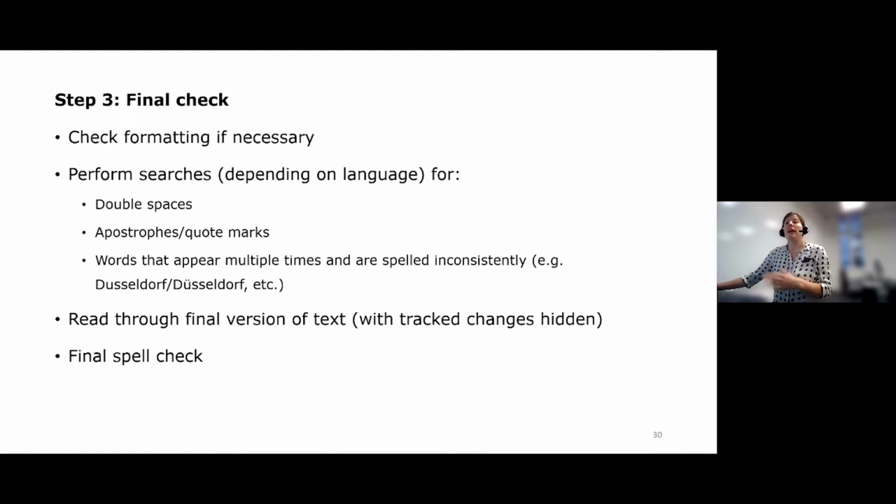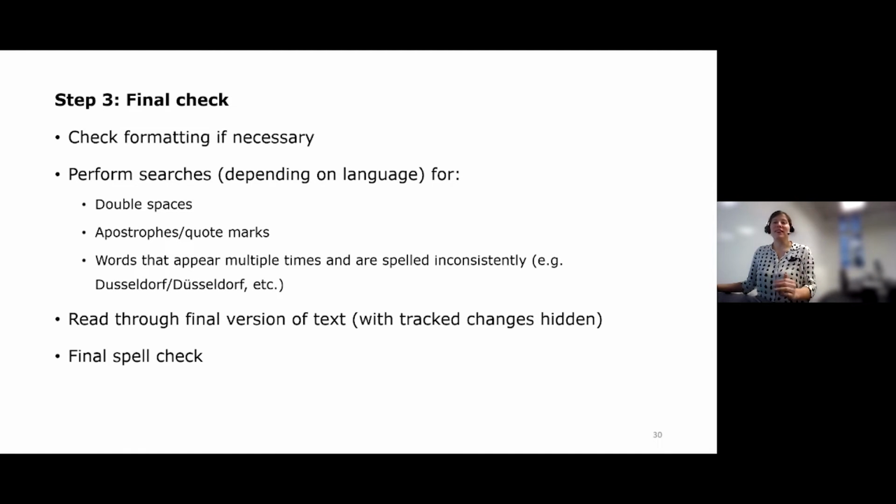Now you're ready for a final check of the text. Check the formatting if required, for example, if the text is in its final layout. Perform searches for things like double spaces, apostrophes, and quote marks, which are often inconsistent, as well as words that appear multiple times and are spelled inconsistently. For example, in English, Düsseldorf is sometimes spelled with an umlaut over the U and sometimes without. Please do not use the umlaut in Düsseldorf or Zurich if it is in an English text.